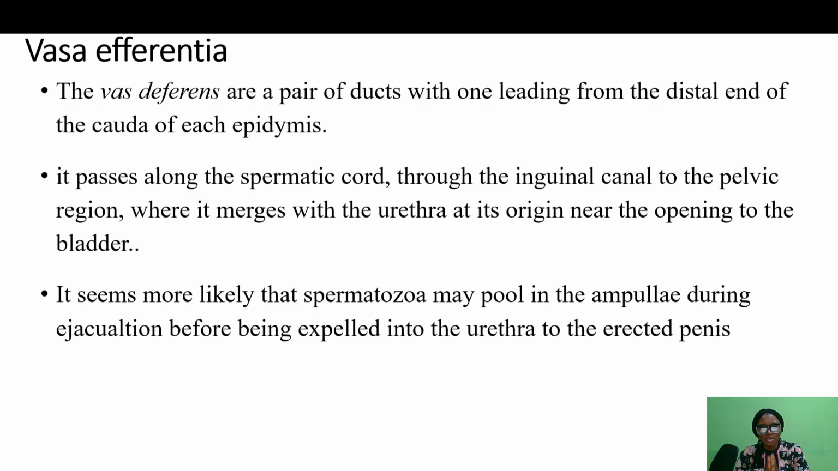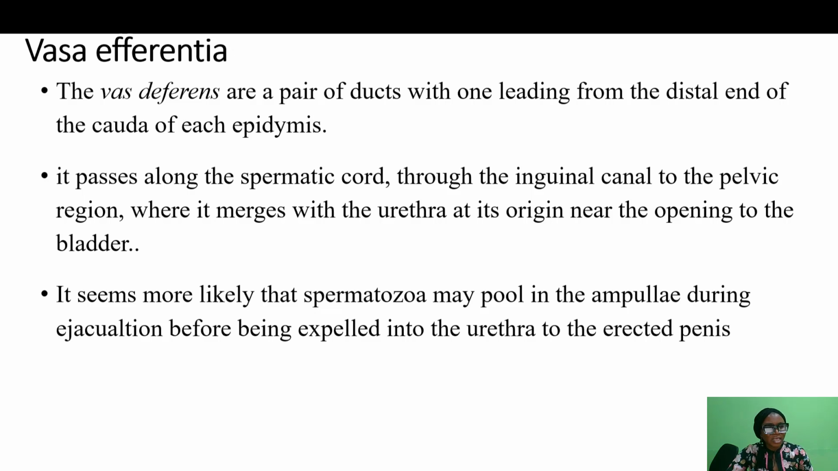Please note, this will be your assignment. State the specific points or organs that the sperm cell will pass through from the point of production to the point of ejaculation within the male animal. Please note this and submit in the next class.